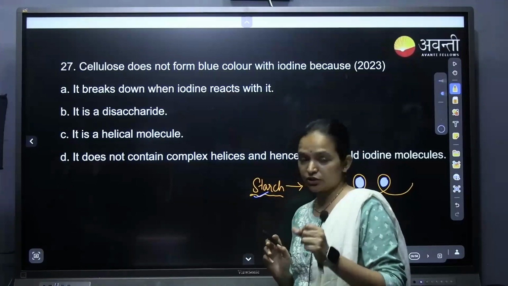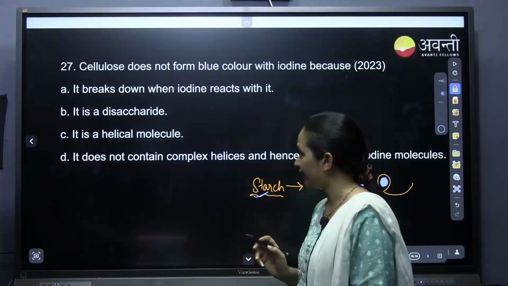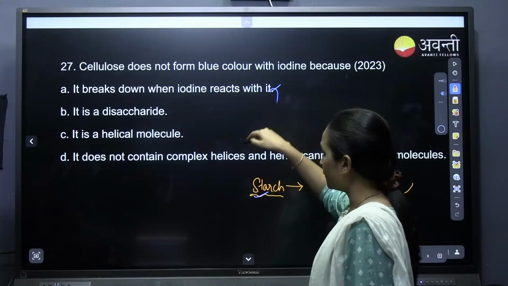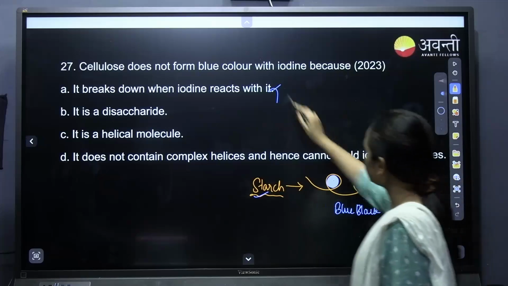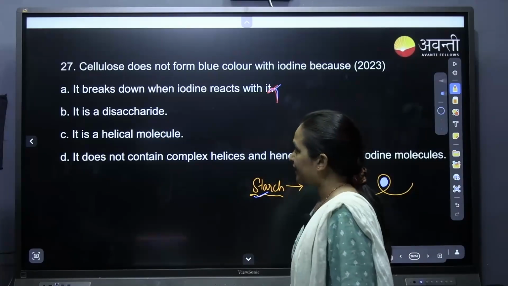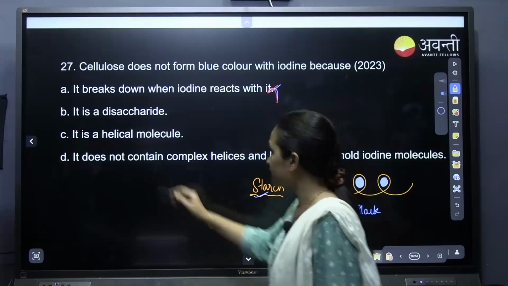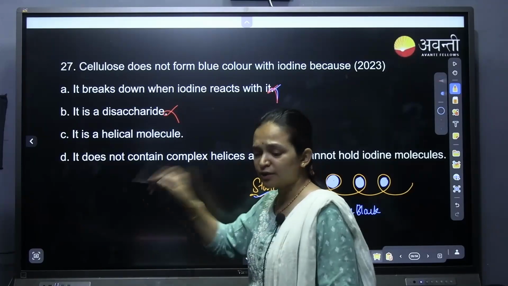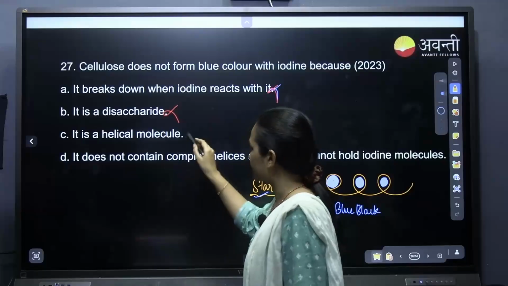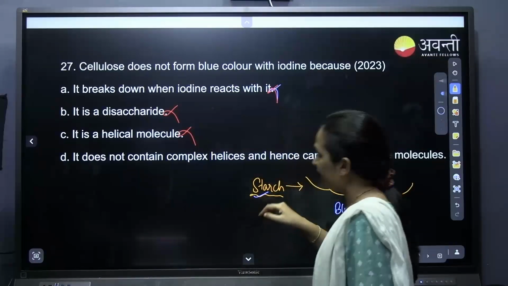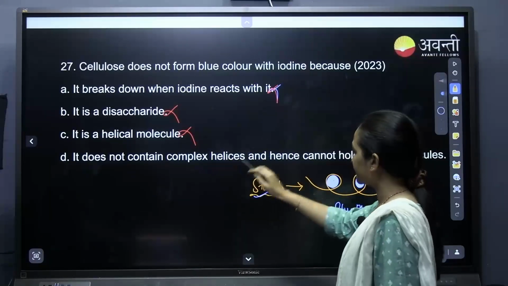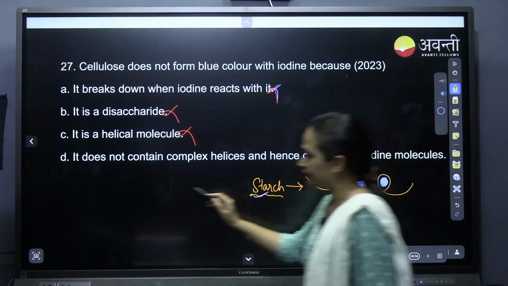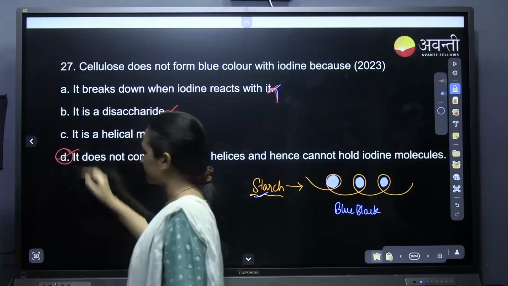But when it comes to cellulose, it doesn't give any blue-black. Why? Because it breaks down when iodine acts with it? No. It is a disaccharide? No. Cellulose is a polysaccharide? No. It is a helical molecule? If it is a helical molecule, it should give blue-black, so this is also not correct. It does not contain a complex helix and hence cannot hold the iodine molecule. So D for Delhi will become the right answer to this.